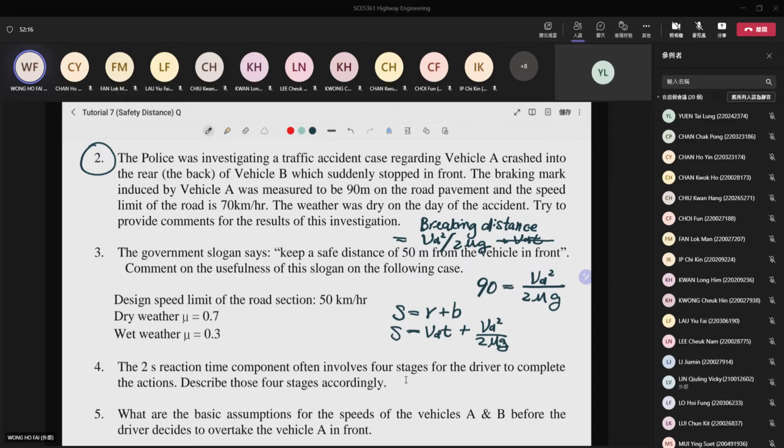So 50 meters is enough. But remember, for this kind of question, for our equations we will use meter per second instead of km per hour, as I mentioned last round. So for this one, you need to change your speed to meter per second. Then you can calculate whether 50 meters ahead is okay or not.